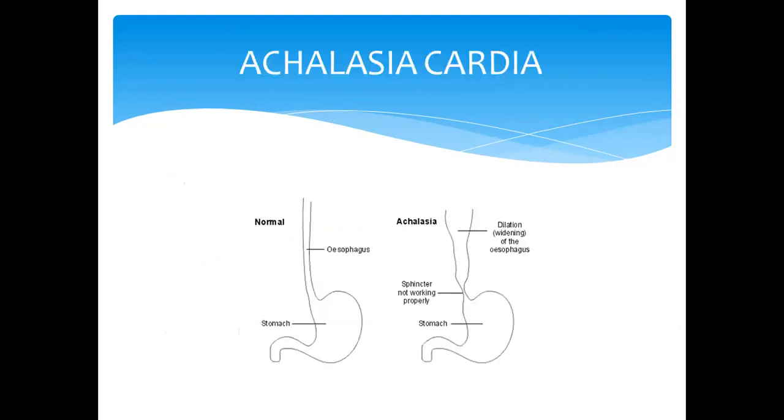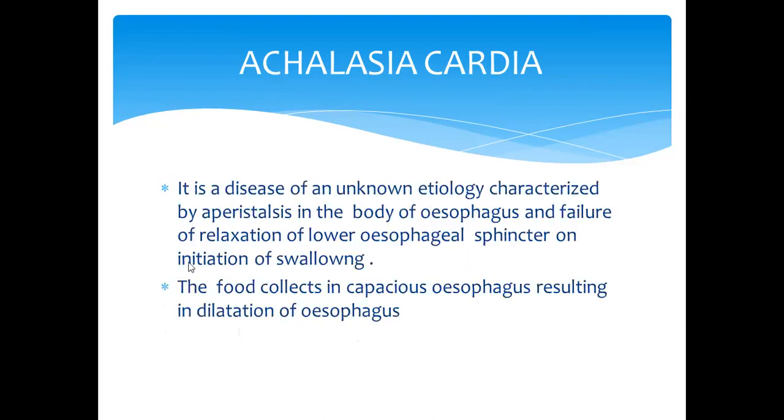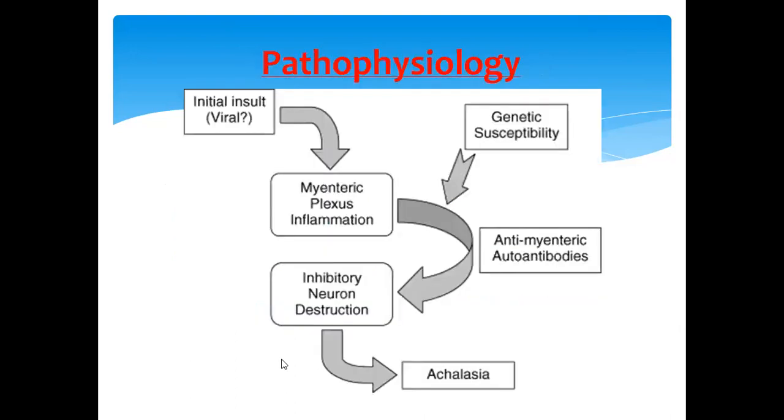Then achalasia cardia. The normal esophagus and stomach are shown, and in achalasia cardia there is dilatation, widening of the esophagus, and the sphincter is not working properly, so the bolus can't move into the stomach. It is a disease of unknown etiology characterized by aperistalsis in the body of the esophagus and failure of relaxation of the lower esophageal sphincter on initiation of swallowing. The food collects in the capacious esophagus, resulting in dilatation of the esophagus.